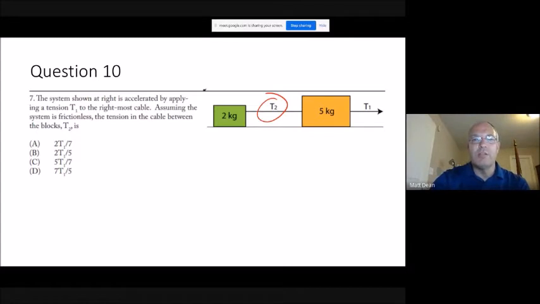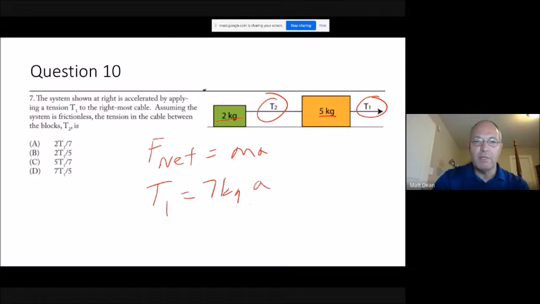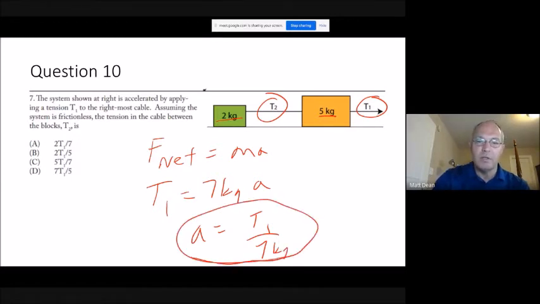So in a problem like this, first of all, you're going to calculate the acceleration of the system. So remember that F net equals ma. Since there's no friction, the net force acting on the system is T1. So T1 is going to be equal to the mass of the system, which is 5 here and 2 here, 7 kilograms times a. So a is going to be equal to T1 over 7 kilograms. That's the acceleration of the system, which is also the acceleration of each object.